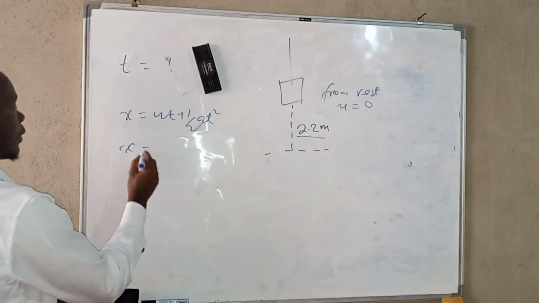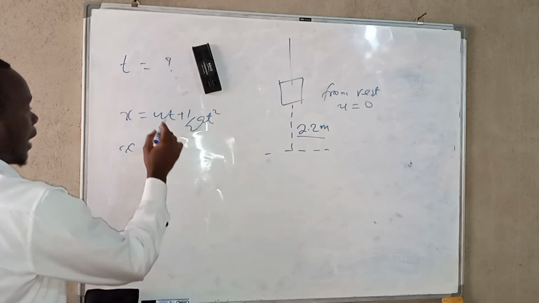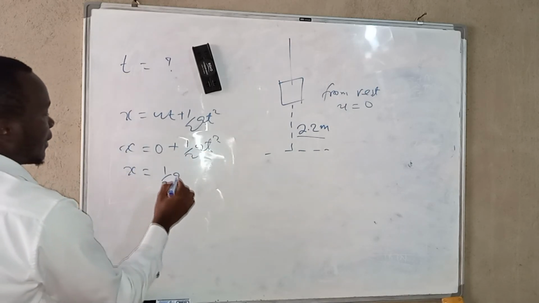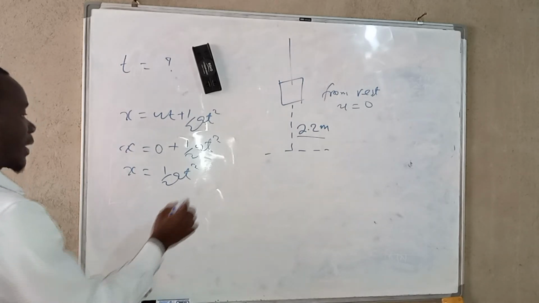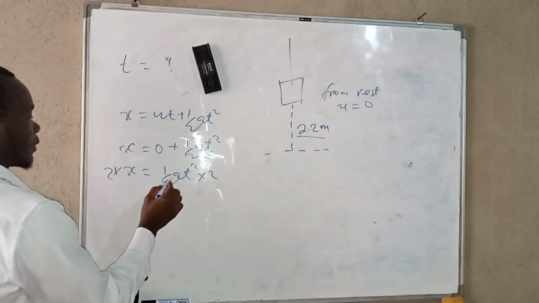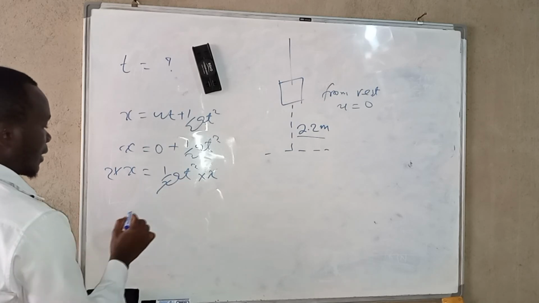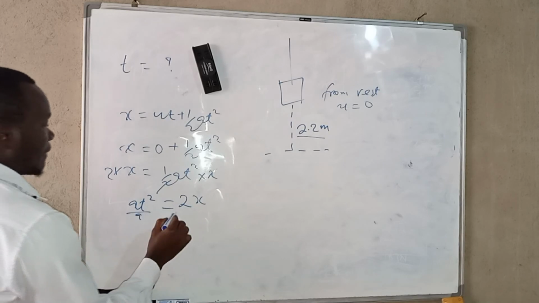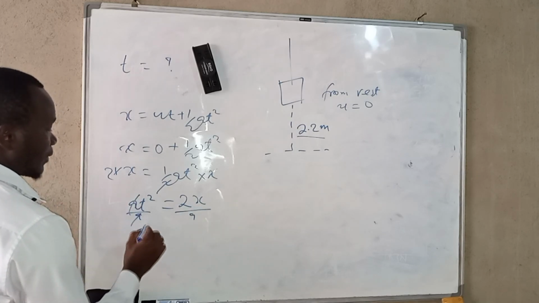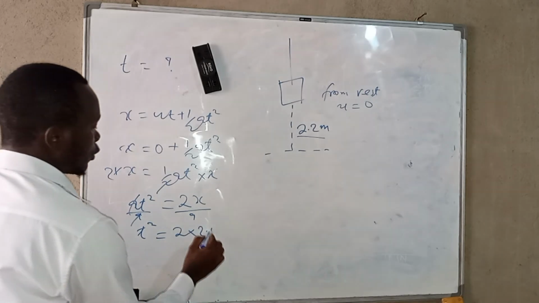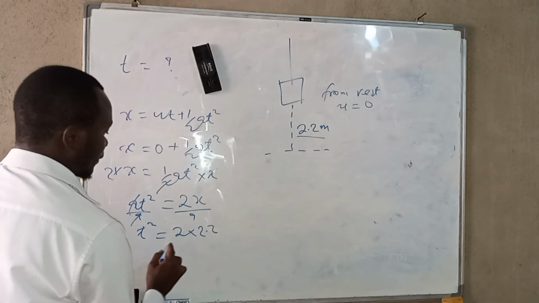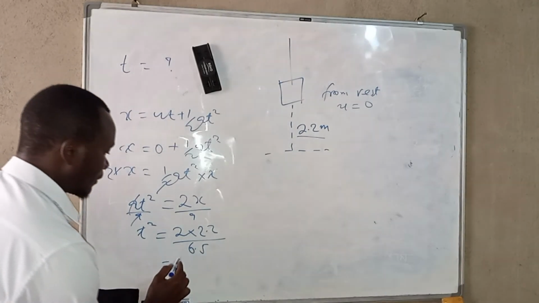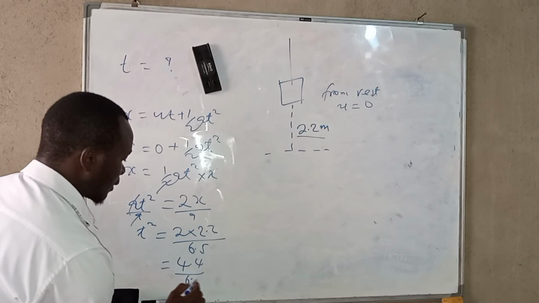So we have x is equal to, from rest, u is 0, plus half a t squared. So here we have x is equal to half a t squared. We can multiply by 2 on both sides so that this and this will cancel, and what we're going to have is a t squared is equal to 2x. Then we can divide by a, so that this and this will go, and we're going to have t squared is equal to 2 times 2.2 over 6.5. So here, what we are going to get is 4.4 over 6.5.